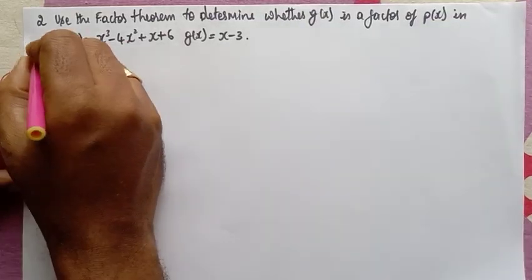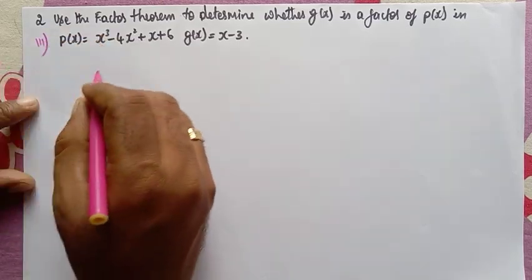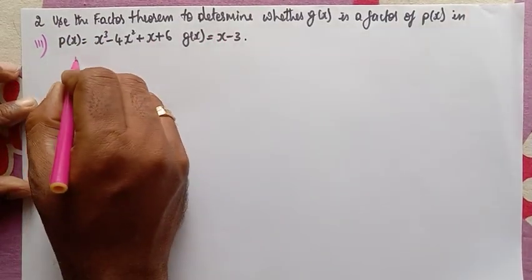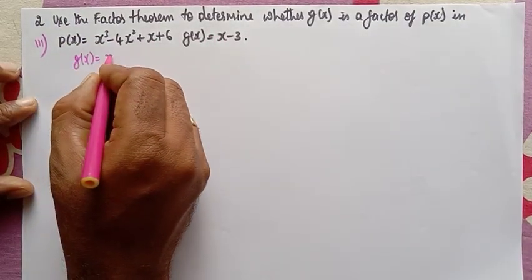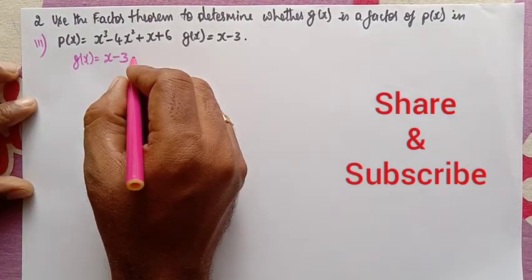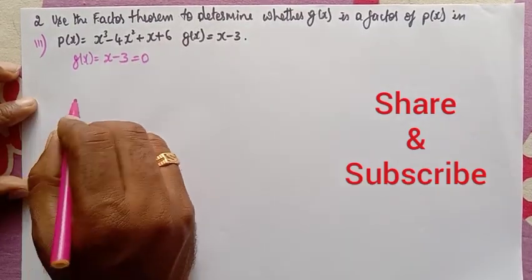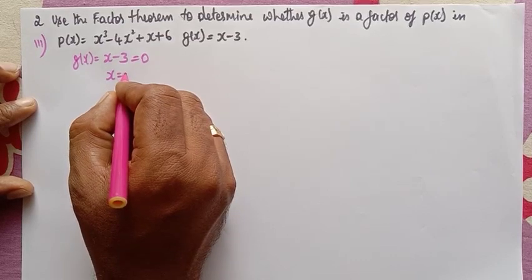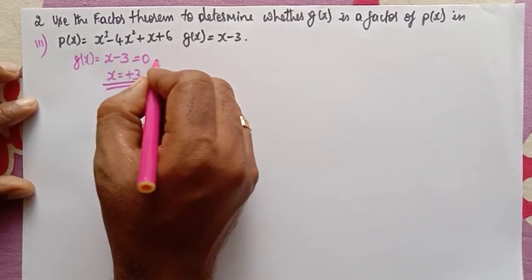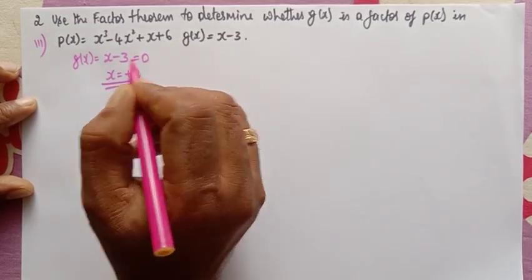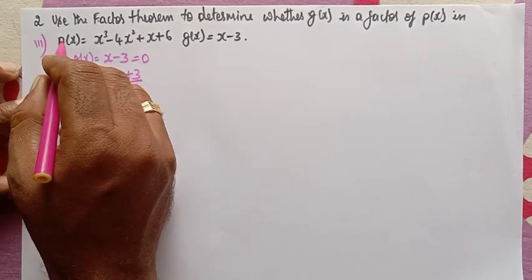This is the third problem. We move on to this one. Here also g of x is equal to x minus 3. We will be equating it to 0 to find the value of x. That is, x will be equal to plus 3. As 3 moves to the RHS, it will be equal to plus 3. We will substitute this value in p of x.